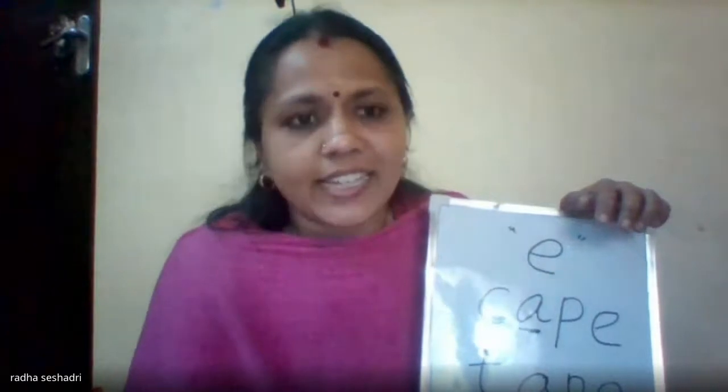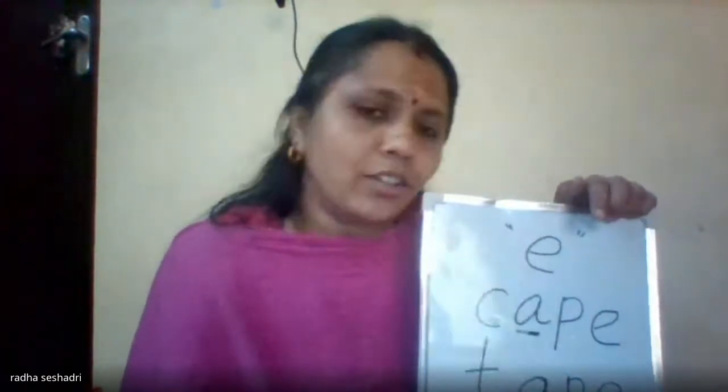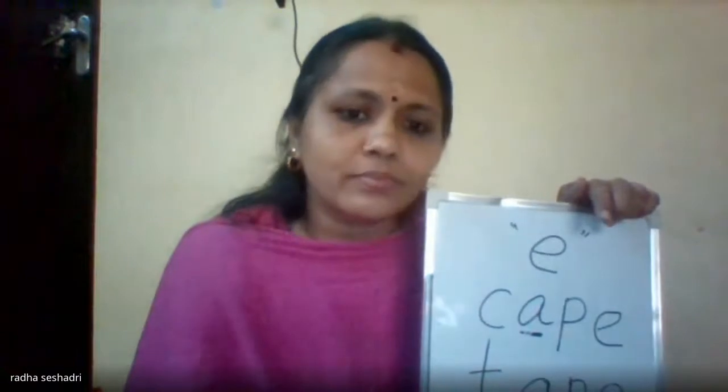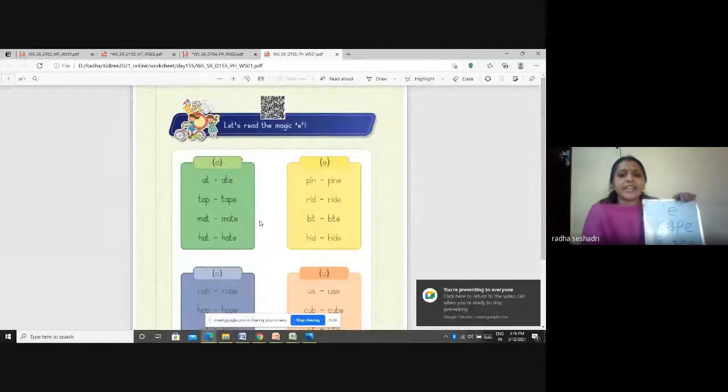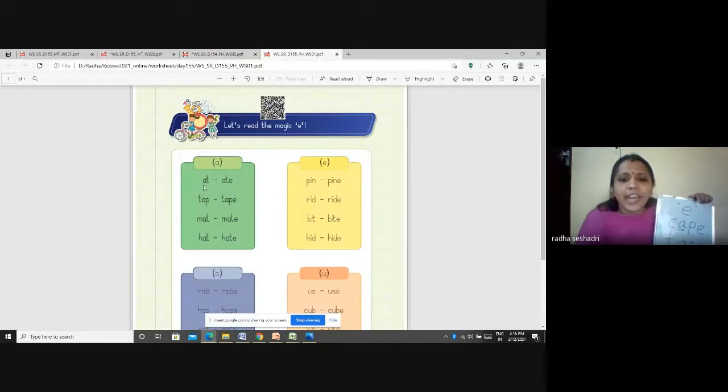I'll share the screen. We'll just read it today. Can you all see my screen? Let's read the magic E. First one, A, T. Without adding E, the sound of A is A, so at. After adding E, the sound of A is A itself. So it becomes ate.